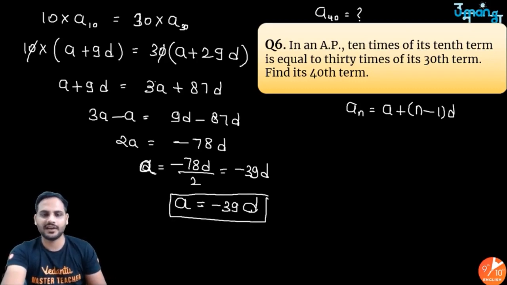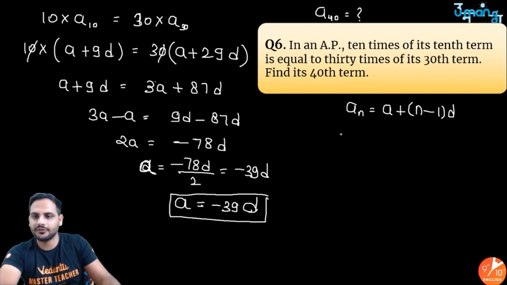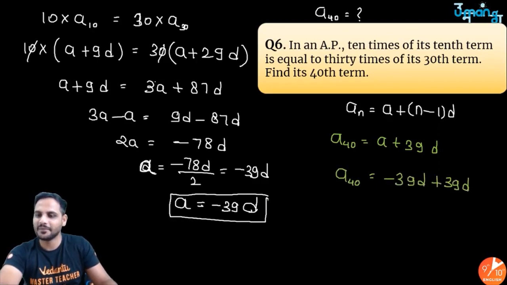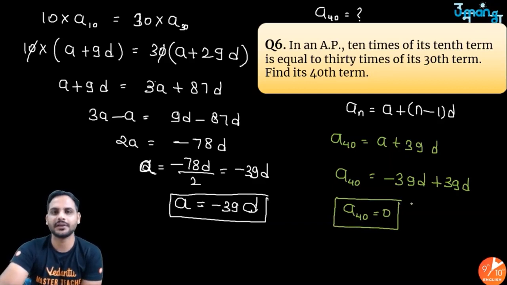Now the question is asking me to get the 40th term. So the 40th term will be equal to A plus 40 minus 1, which is 39D. And I know A is equal to minus 39D. So for the 40th term, in place of A, write minus 39D plus 39D. And minus 39D plus 39D is equal to 0. So the 40th term is equal to 0. The 40th term of this AP is equal to 0. Got it?